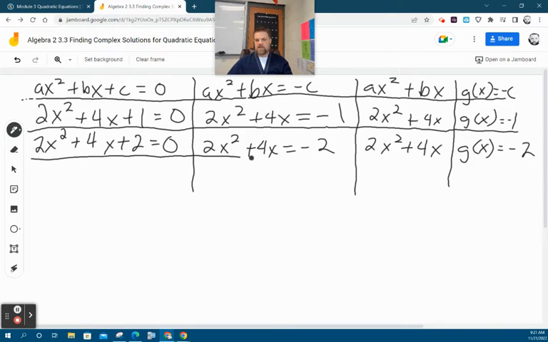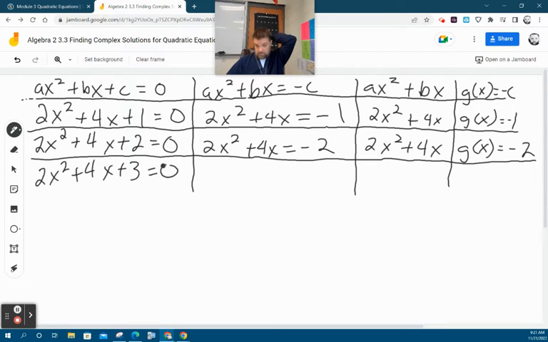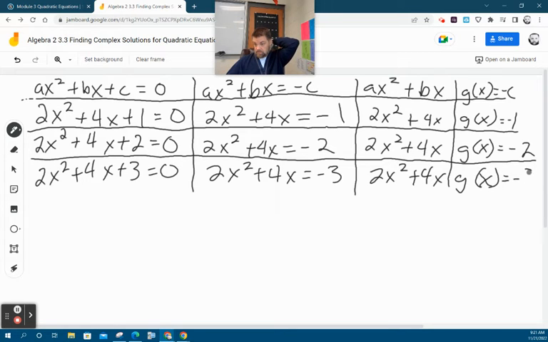And then if we do this a third time, we're going to get 2x squared plus 4x plus 3. And so we get 2x squared plus 4x equals negative 3. And then over here, we're still going to have 2x squared plus 4x, and then my g of x is equal to negative 3. And so what we're trying to determine is, what is it that we're actually doing? How many solutions do we have? Are there solutions? Like, what's the difference, right?